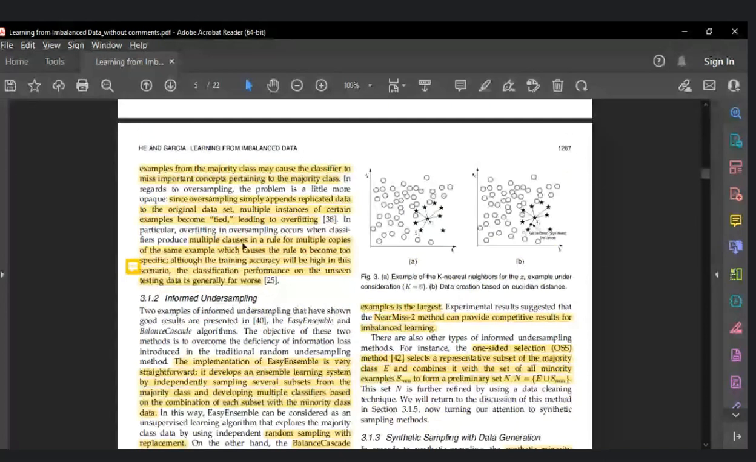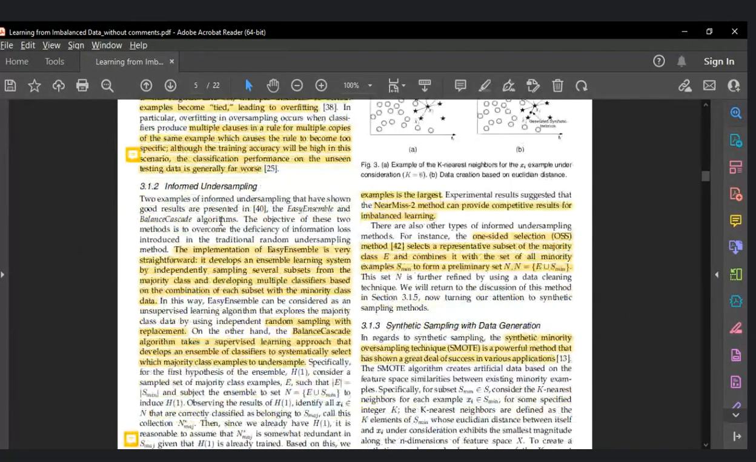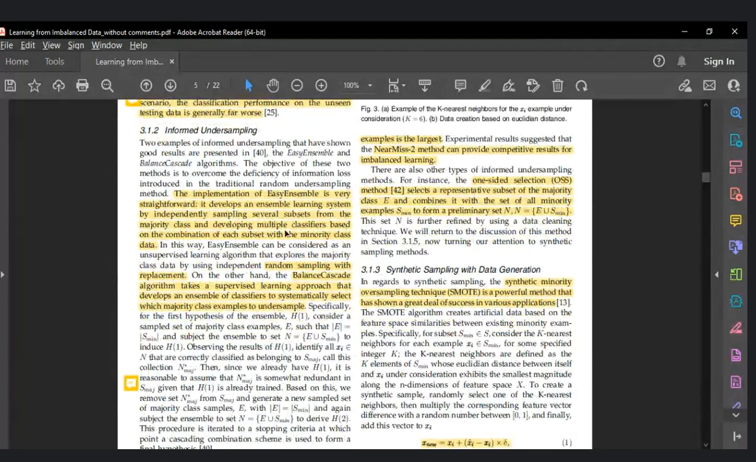There were some pros and cons mentioned here. I think there were videos in the week 5 paper reading, so you can go through that, where it was explained in huge detail. After that, there was some mention of informed undersampling. In this case, it's not random. It's informed in a way that it's developing a learning system by independently sampling several subsets from the majority classes.